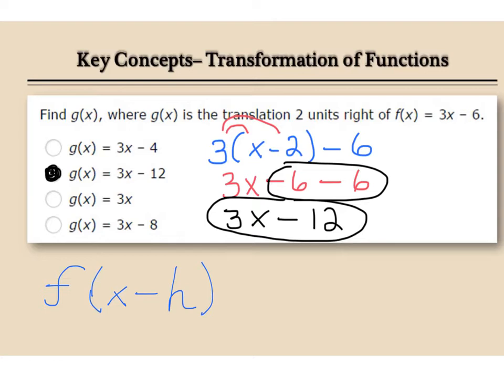So what you're doing is you are replacing x with either x minus h or x plus h, doing the distributive property, and then adding any other number that is still there.